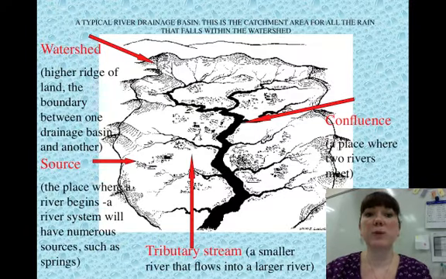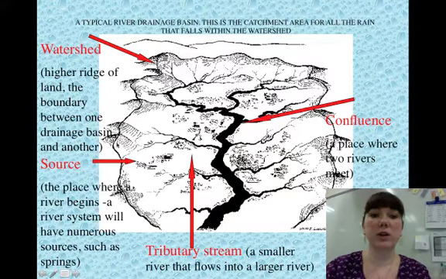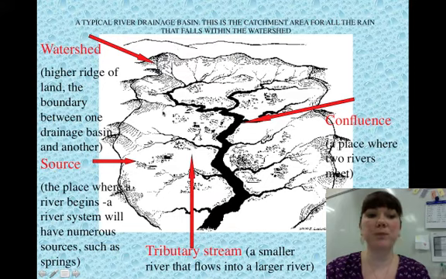A typical river drainage basin is pictured here, and this is what we think of as the catchment area for all the rain that falls within that watershed. And a watershed is the space between two boundaries, two higher areas of land. And so if we look here, we see some higher land surrounding this drainage basin here. So everything inside of there is considered the watershed.